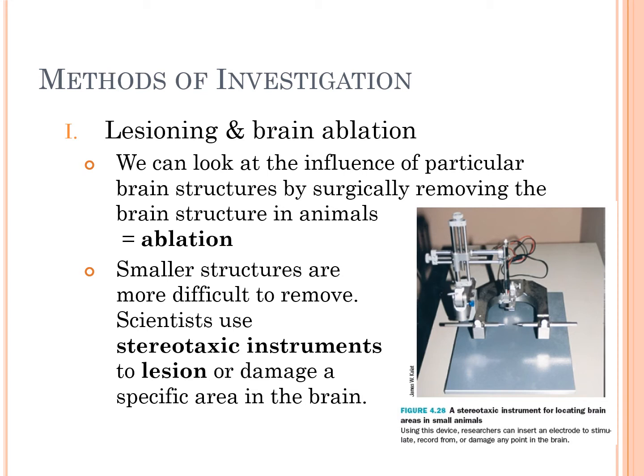So one of the things we do is ablation or lesioning on animals, and these are slightly different but very overlapping things. Ablation is surgically removing some particular brain structure in an animal so that we can look at what impairments we now see and how that structure plays a role in that particular behavior. But a lot of times what researchers are looking at are smaller structures that are quite difficult to remove surgically in this way.